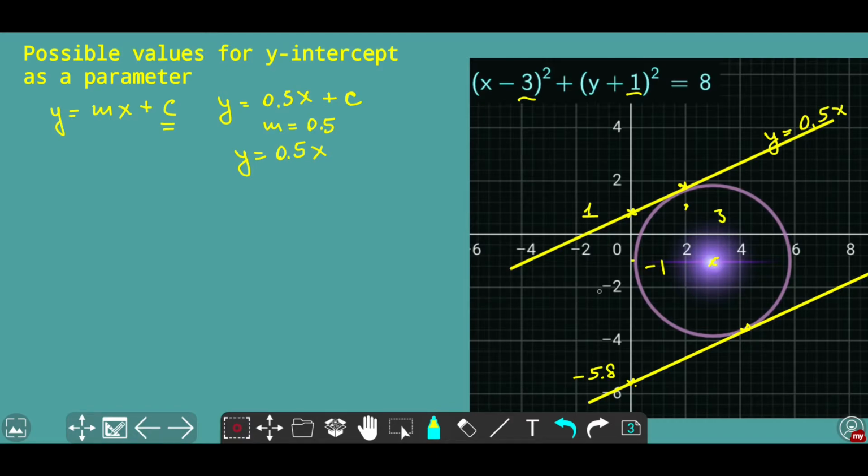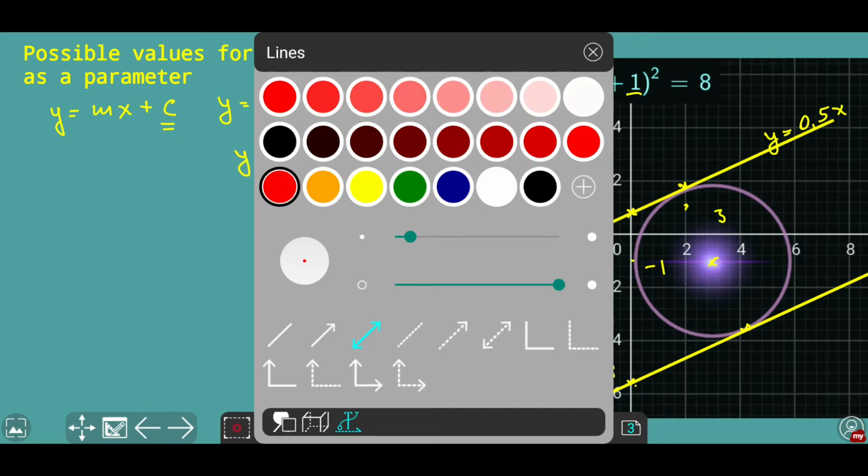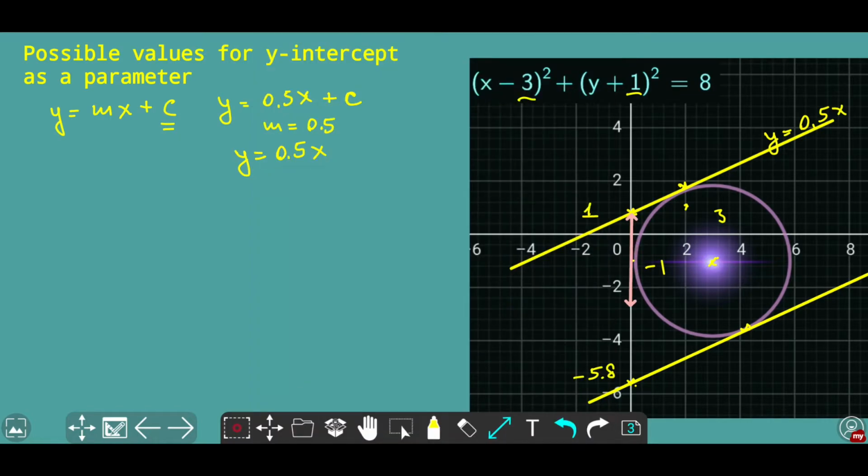Somewhere in between, for this range, we can set up this range, let's say using this color, from here to here. That's all possible values for C, okay, for the parameter C. That's the range for C where we have intersection. We can guarantee that the line will have intersection with the circle.